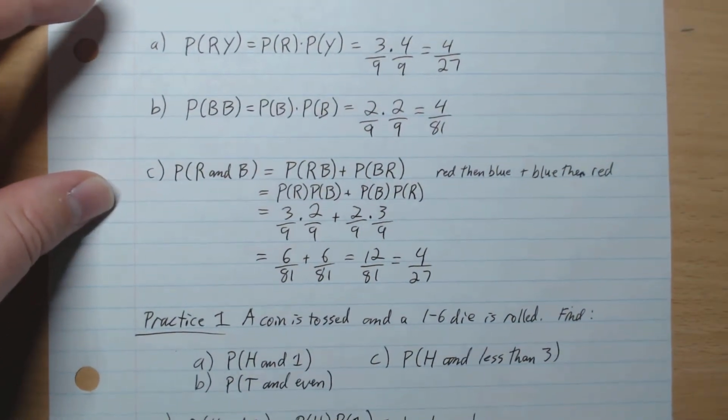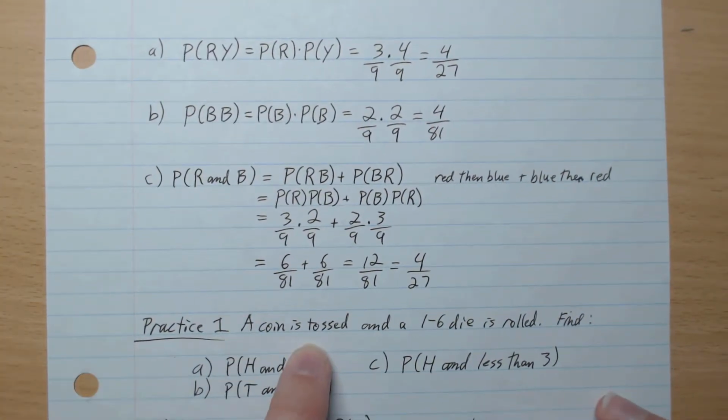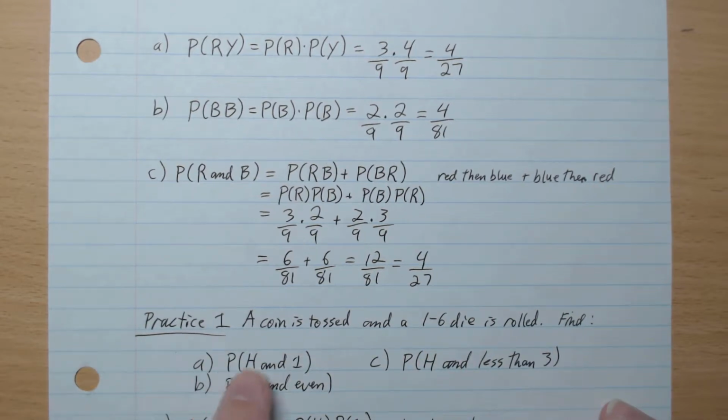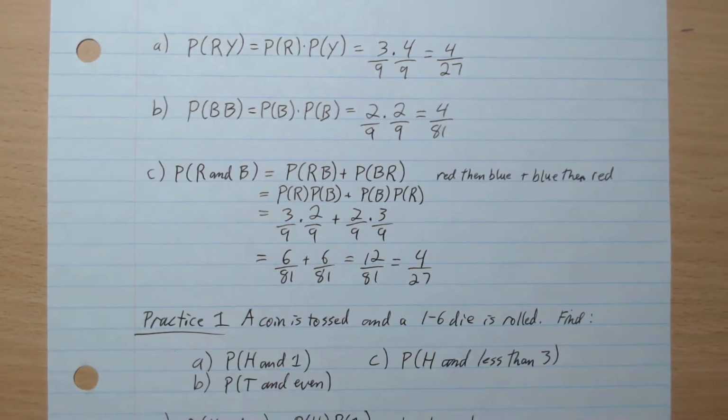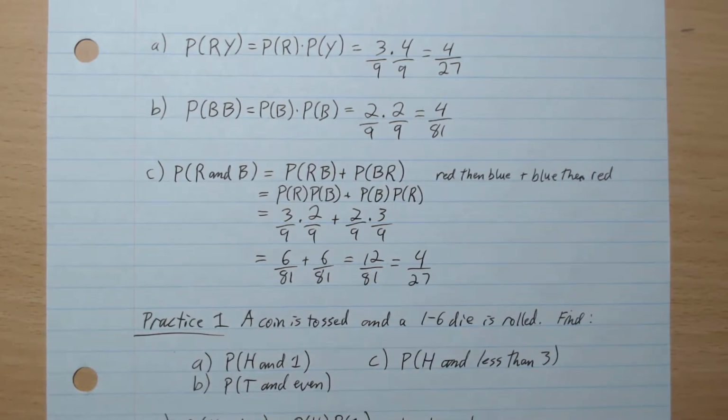Okay, practice 1. A coin is tossed and a 1 to 6 die is rolled. Find P of H and 1, P of T and even, and P of heads and less than 3. So go ahead and pause the video and answer that.